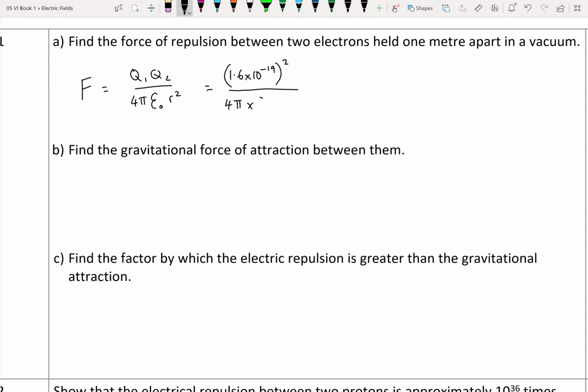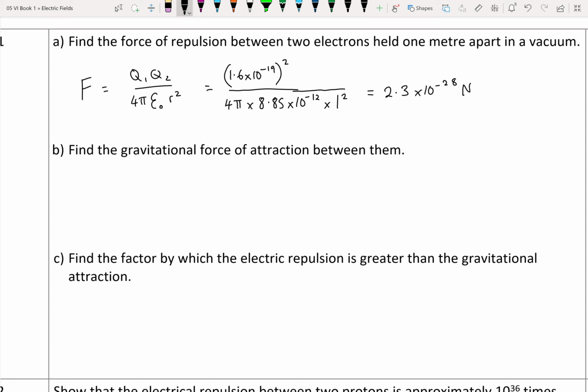Times epsilon naught, which is 8.85 times 10 to the minus 12, multiplied by their separation squared. Well, their separation here is just 1 meter, so 1 squared. If we work out this value, it should be 2.3 times 10 to the minus 28 newtons.